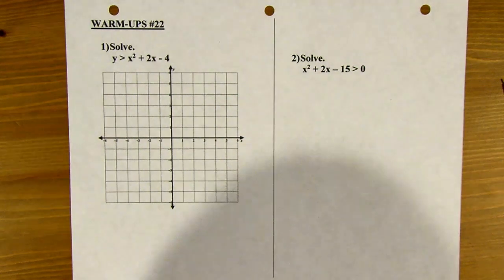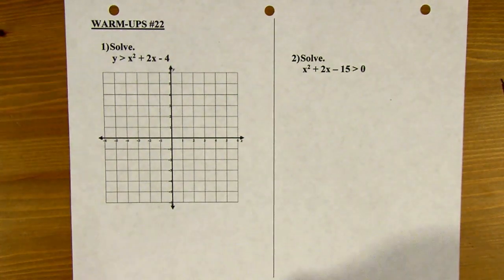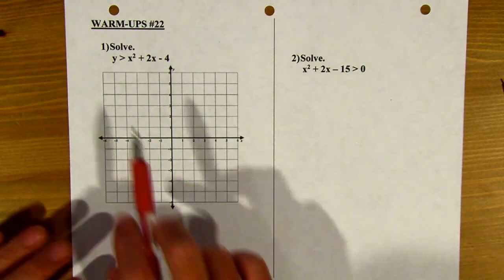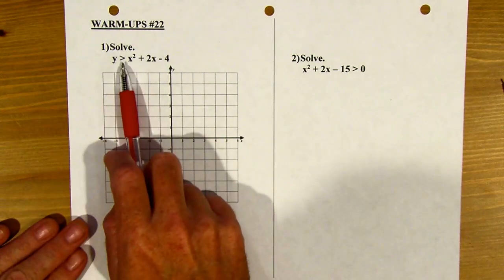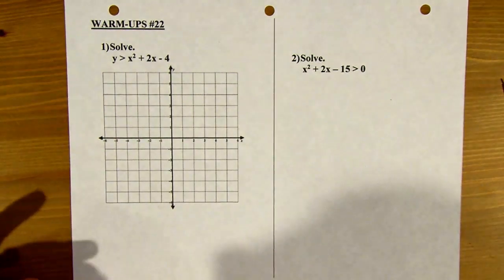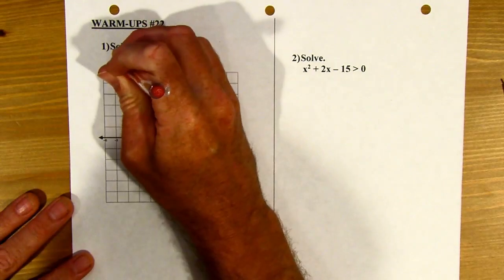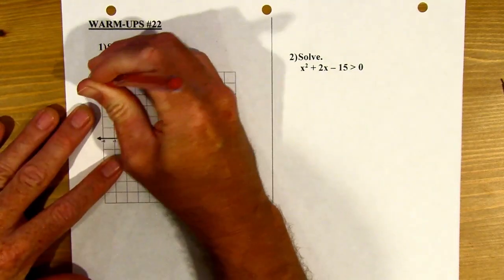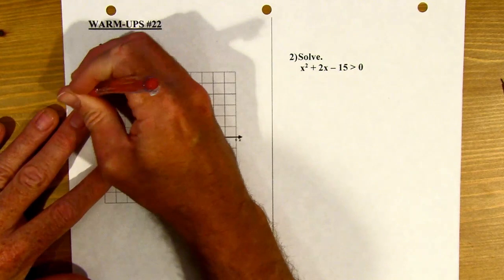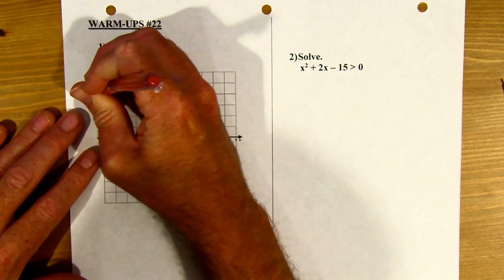Okay, here's warm-up number 22. We've got a quadratic inequality here. If you imagine that this was an equal sign, this would be a parabola. So this is going to look like a parabola, except this is telling me that instead of drawing it with a solid line, it's going to be dashed. So I need to keep that in mind.